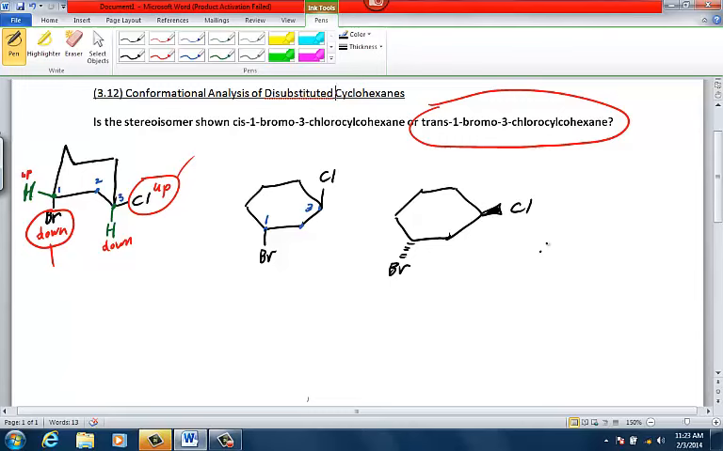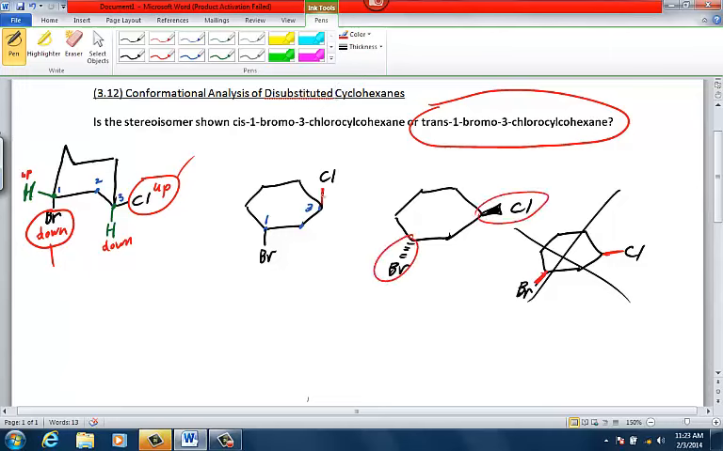Keep in mind that if we drew the flat hexagon like this, this does not tell me if it's cis or trans. This is not good enough to see the stereochemistry, because it's not clear if this is up or down, it's not clear if this is up or down. So you need either wedges and dashes or very clear vertical up-down lines if it's the flat shape.